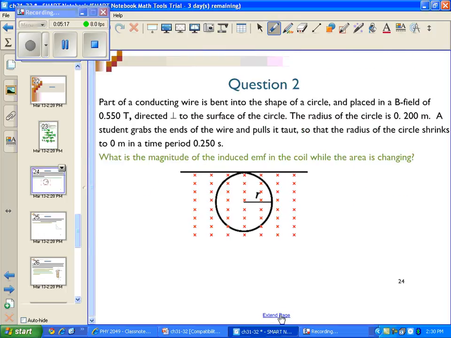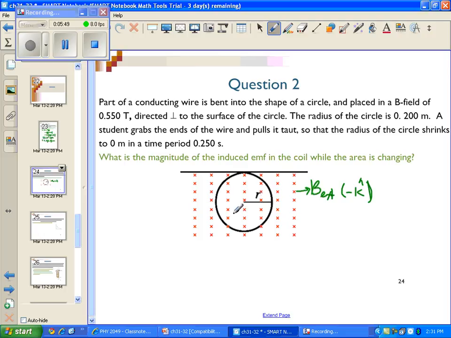In question 2, we are told that there is a conducting wire which has been bent so that some part of it forms a closed loop in the presence of a magnetic field. The value of the magnetic field is 0.55 Tesla. And notice that the magnetic field, denoted by these little X's right here, this is our external magnetic field, is in the minus k hat direction.